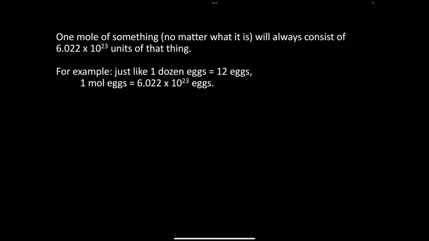So 1 mole of something, no matter what it is, will always consist of 6.022 times 10 to the 23rd units of that thing. Here's an example. A dozen eggs has 12 eggs, right? A dozen donuts has 12 donuts. We use a dozen to say it has 12. When we're using Avogadro's number, we would say 1 mole of eggs has 6.022 times 10 to the 23rd eggs. Okay, so it's just another way to say it's this many of that thing.